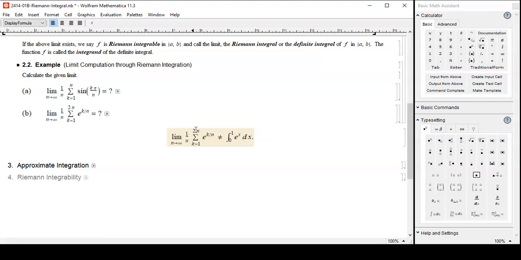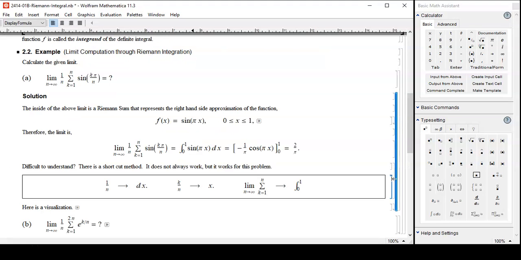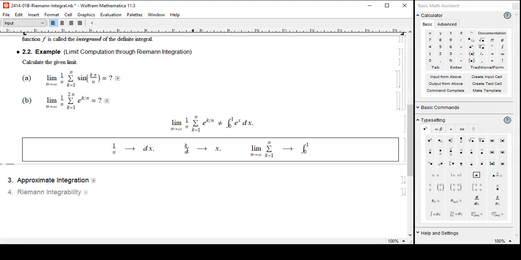Now, this will be perfect. This is right. The same scheme applies, you see. The scheme here: 1 over n is dx, k over n is x, and that limit of the summation, k going from 1 through n, is the integral from 0 to 1. So everything is okay. This is equal.